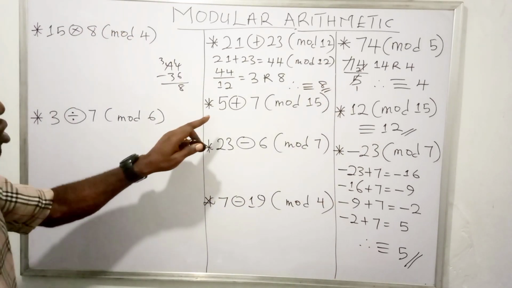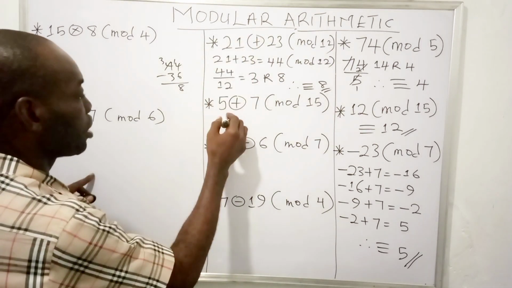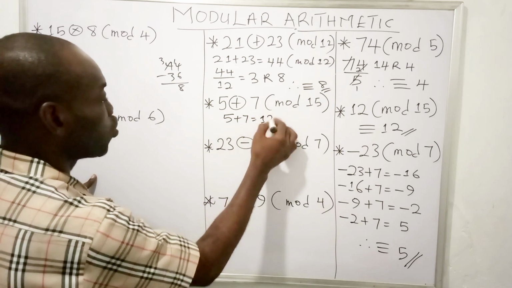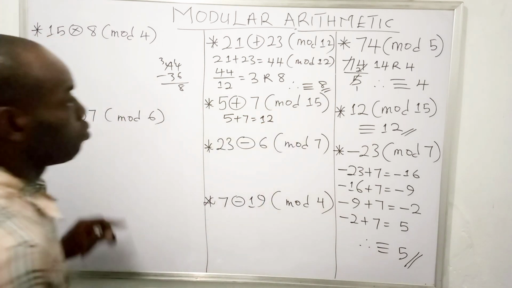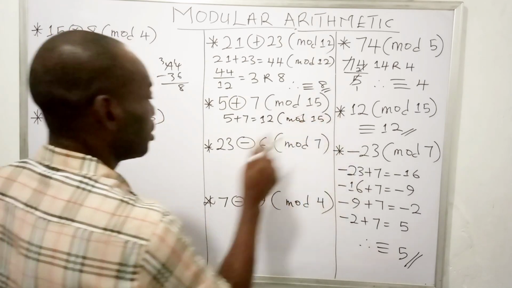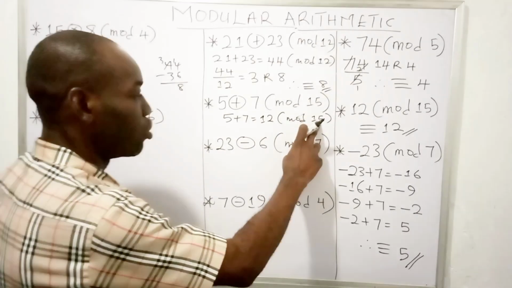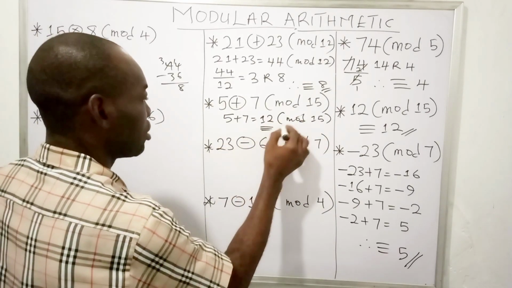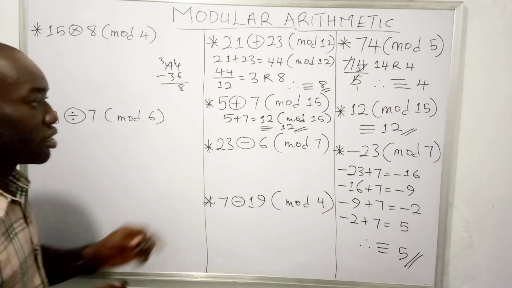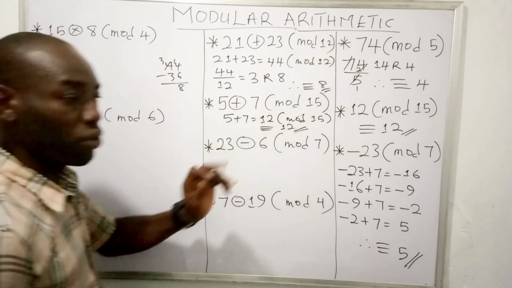Now, for the next one we have 5 plus 7, which follows the same format. 5 plus 7 gives us 12. But if we look closely, we discover that the sum is smaller than the mode. If that's the case, the answer becomes 12. Whenever the positive integer is smaller than the mode, the answer remains the positive integer.